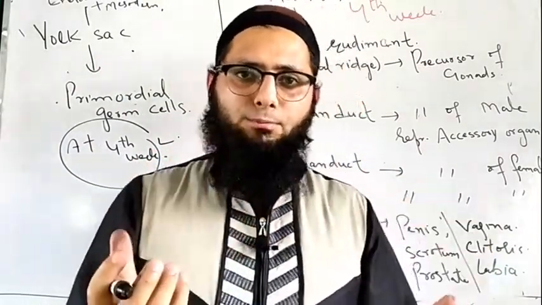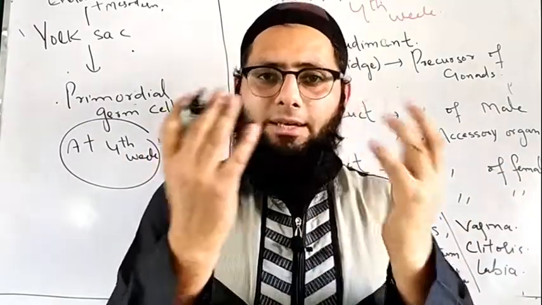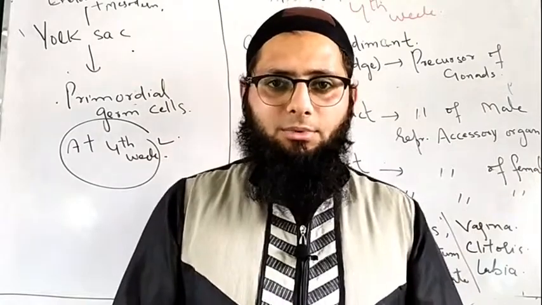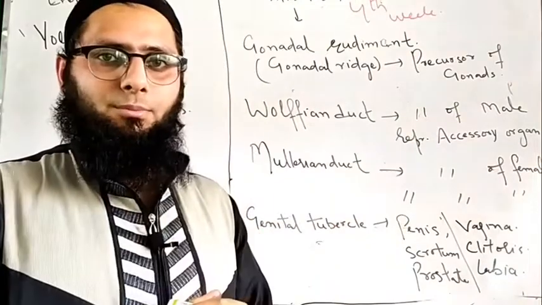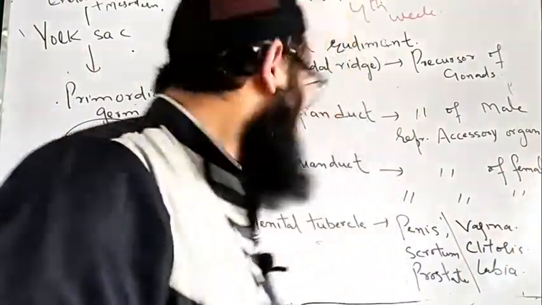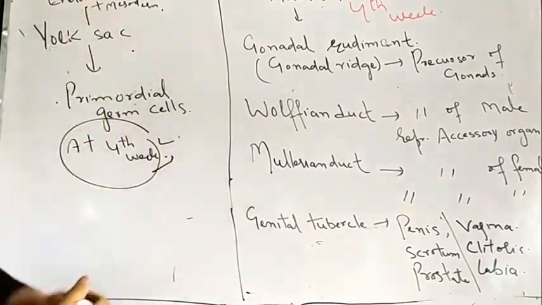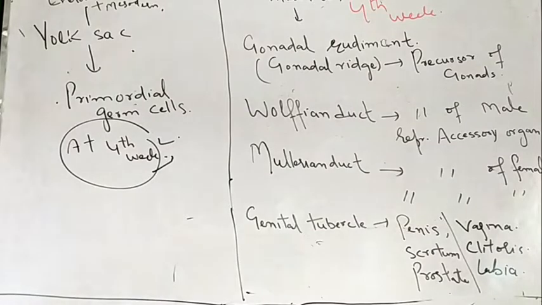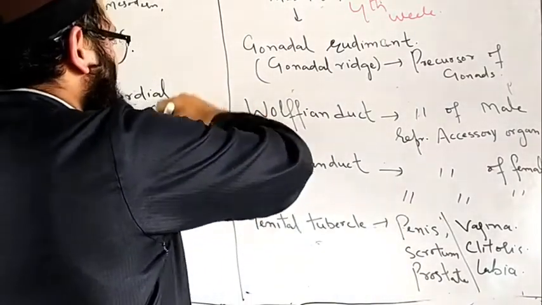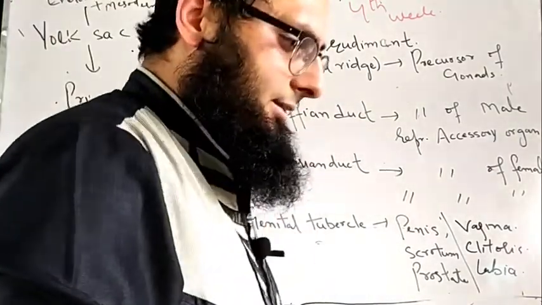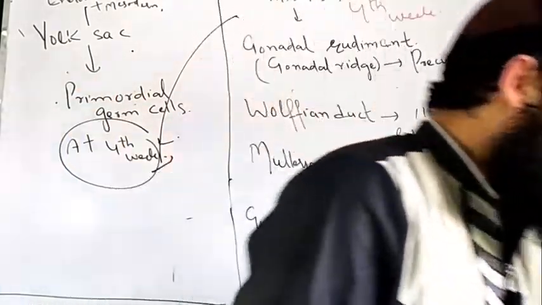This gonadal rudiment, its upper ventral part is actually made up of epithelial tissue. It is the epithelium over there, the genital or gonadal epithelium, and we call it the gonadal ridge. It is actually the precursor of the gonads. So let's see what happens. I told you that at the fourth week these germ cells are formed. They will start migration. The germ cells will migrate from the yolk sac towards the gonadal ridge. Let's see what happens.